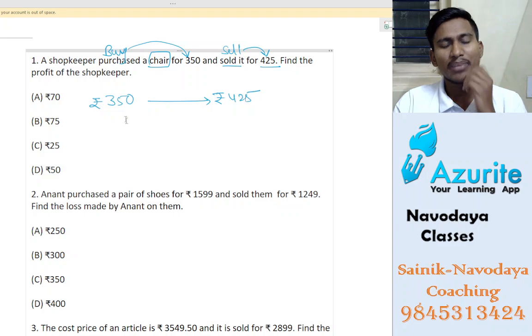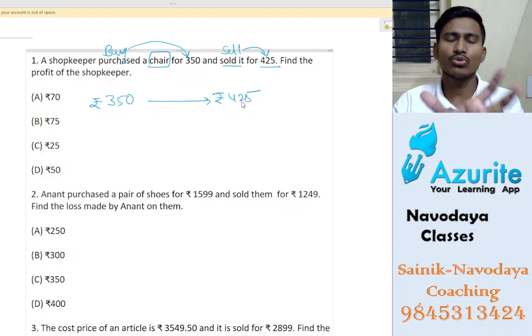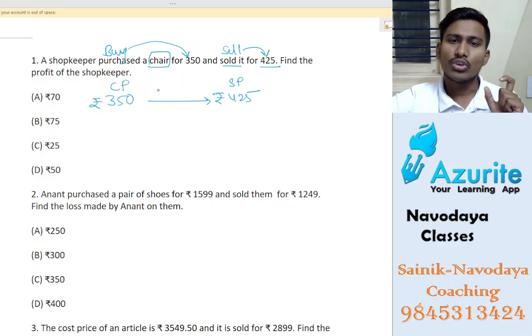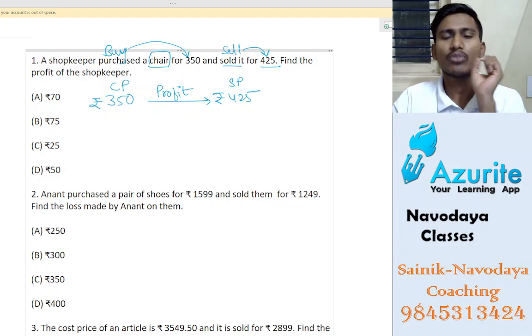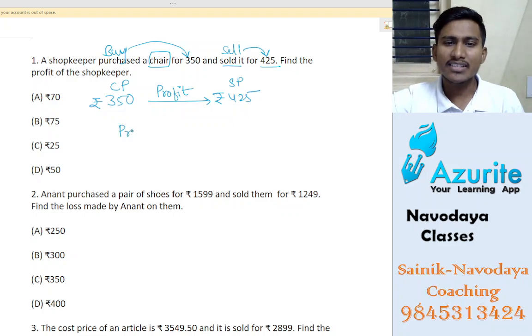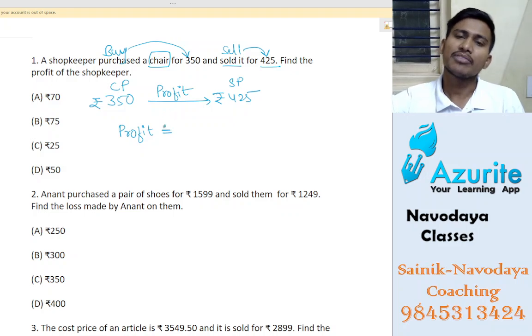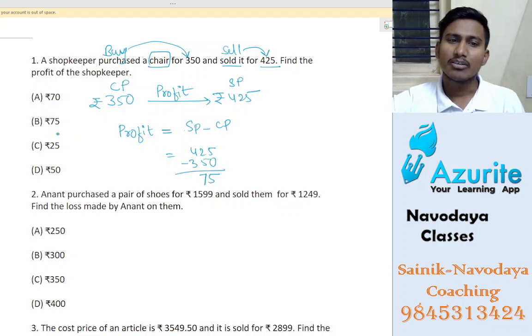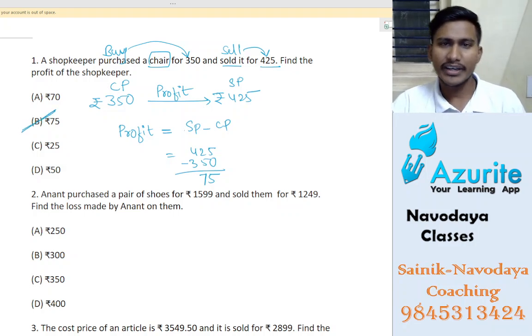How should you identify? The price is more. 350 is less and 425 is more. This is the selling price. SP means selling price. CP means cost price. So it will be profit, because the selling price is more. So how do you find the profit? Profit we find by selling price minus cost price. That is 425 minus 350. Rupees 75 is the profit. The answer is option B. Very easy, isn't it?